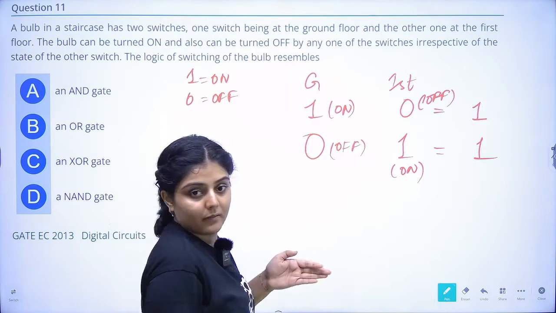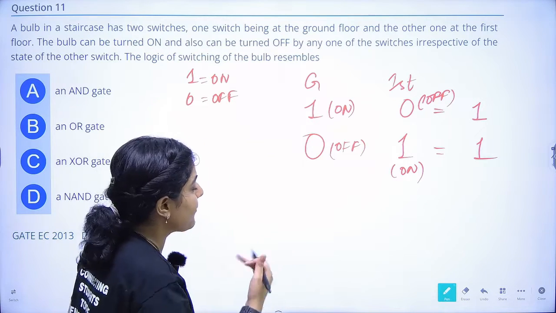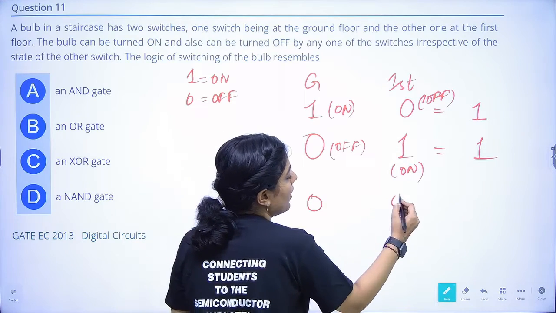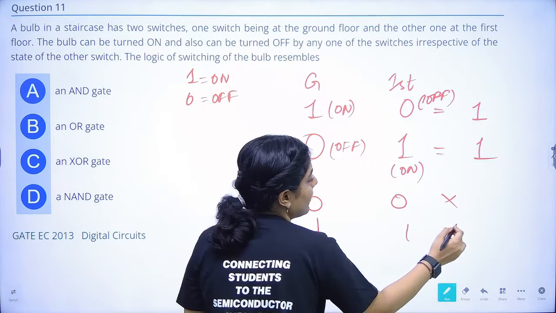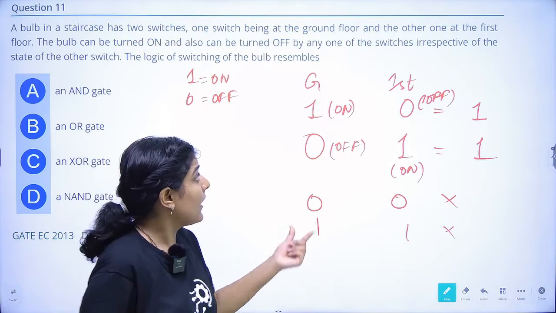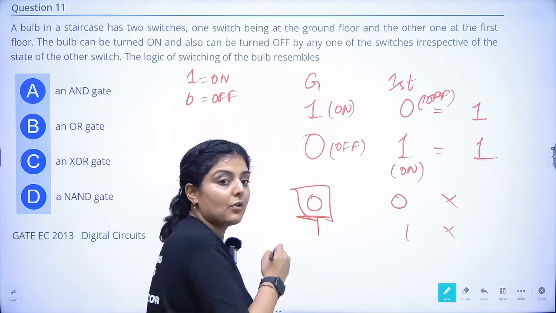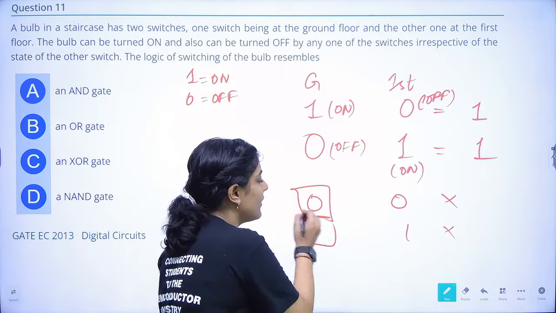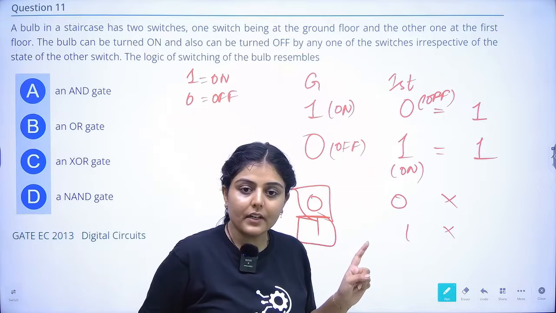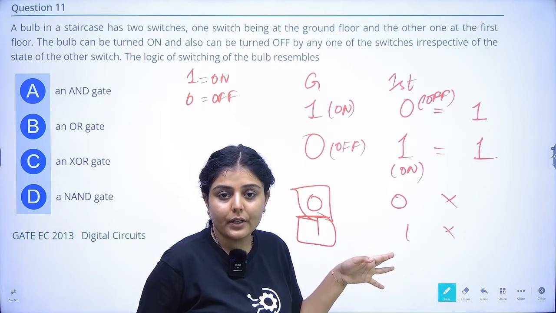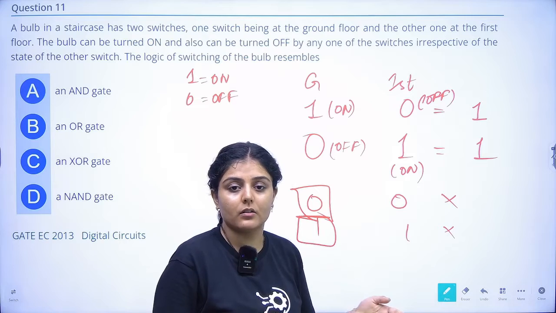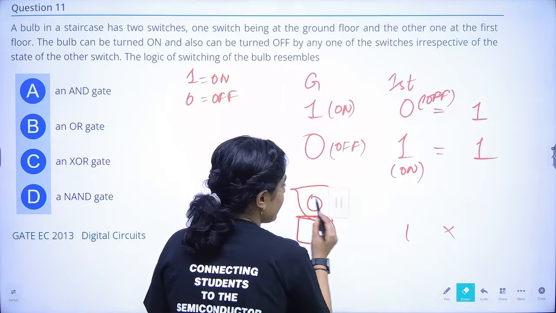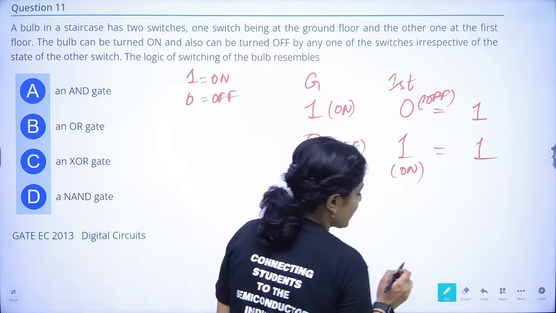So which logical truth table can be defined from this? And no other option, right? Off, off not true, on, on not true. Because if it is off at ground level, you cannot turn it off again from the first floor. And if it is on at the ground floor, you cannot turn it on again from the first floor. You have to do the opposite operation.